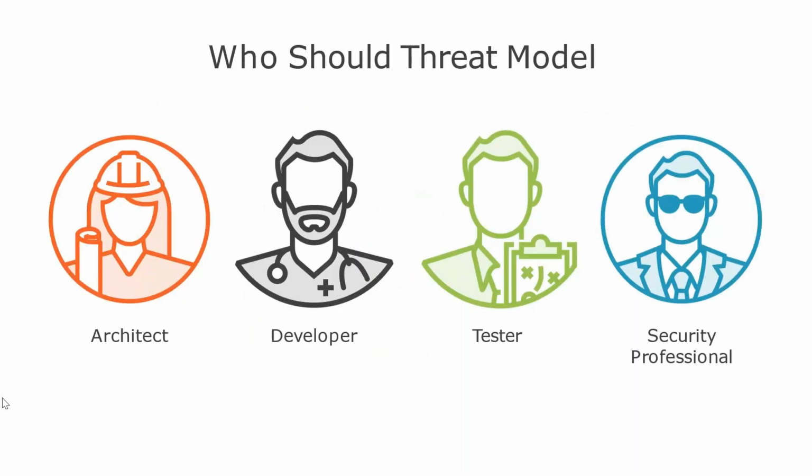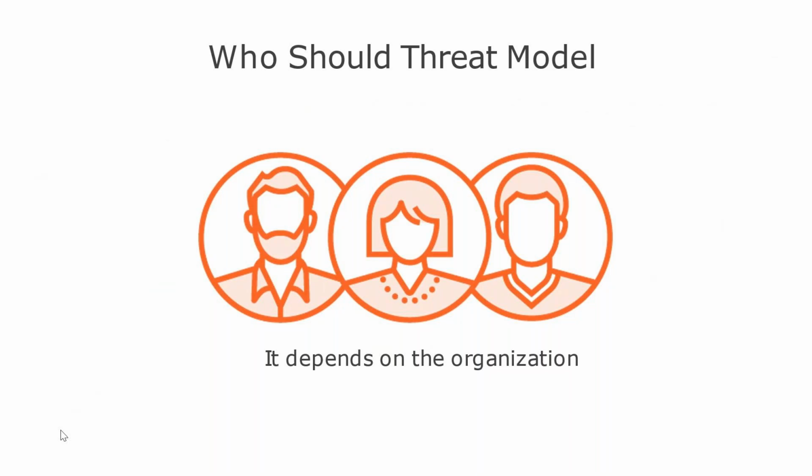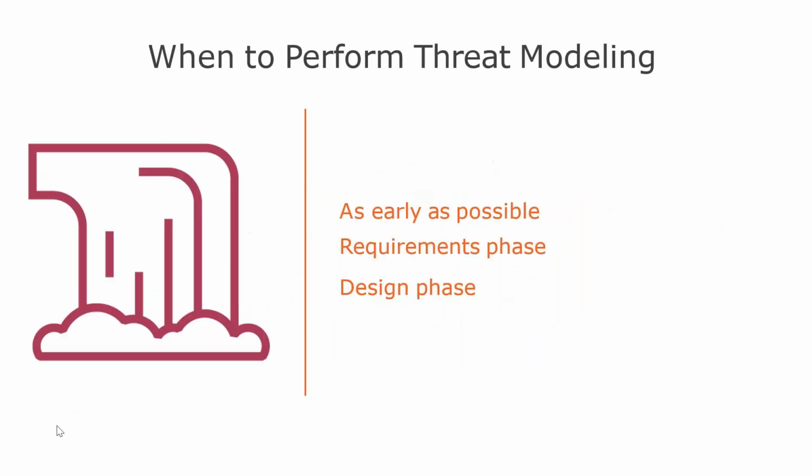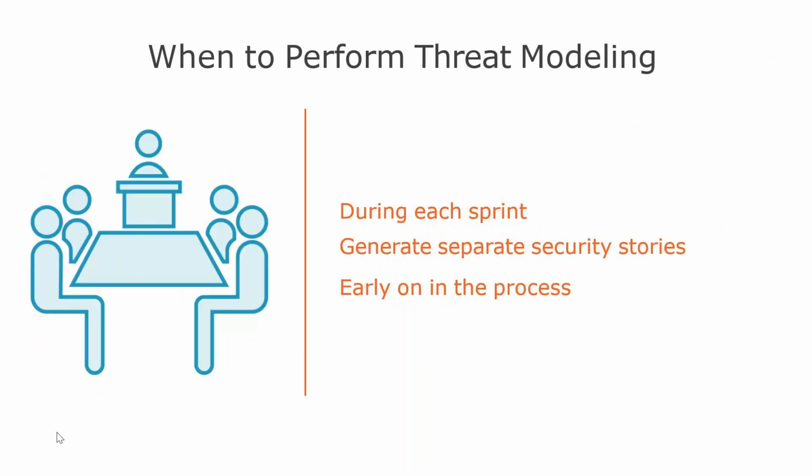So who should do the threat modeling? In fact, everyone in a team. In DevSecOps, it is all about the team actually. Remember, it's one team. So architect, developer, tester, and security professionals, everyone should do the threat modeling. So who should threat model? It depends on the organization sometimes, and so on. So when to perform the threat modeling? As early as possible, and it should be done at the requirement phase, design phase, and so on. So these are the things which are important.